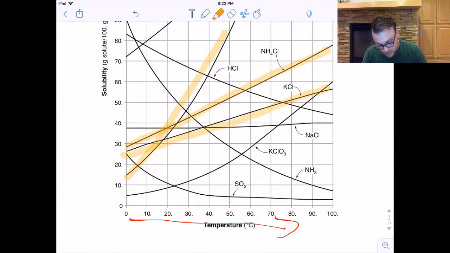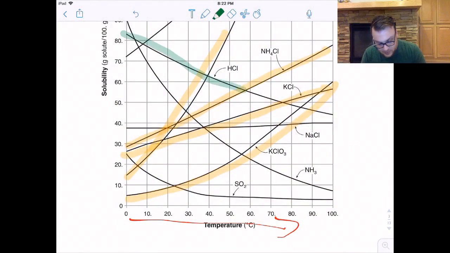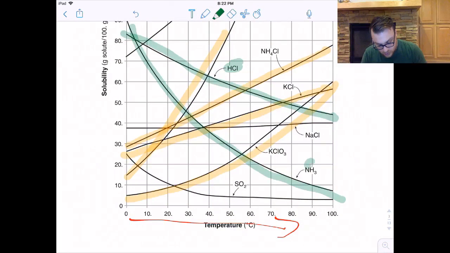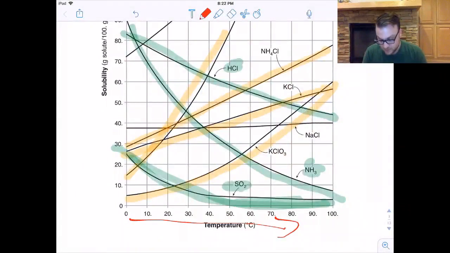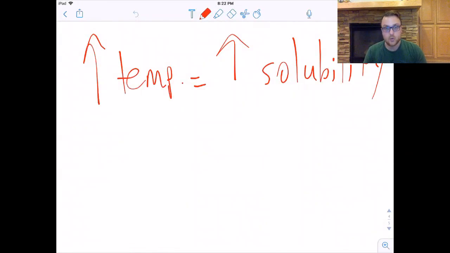However, there are 3 substances whose solubility decreases as temperature increases. And as you might correctly predict, these substances are gases. So, normally we would say temperature has a big effect on solubility, where increasing it typically increases the solubility.